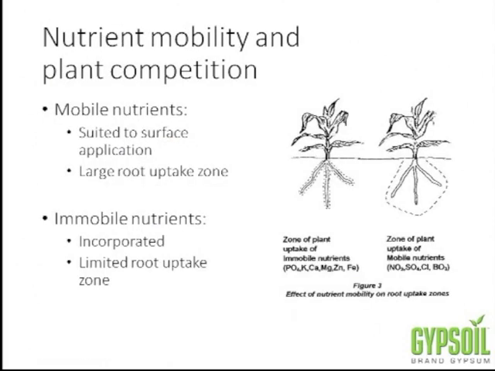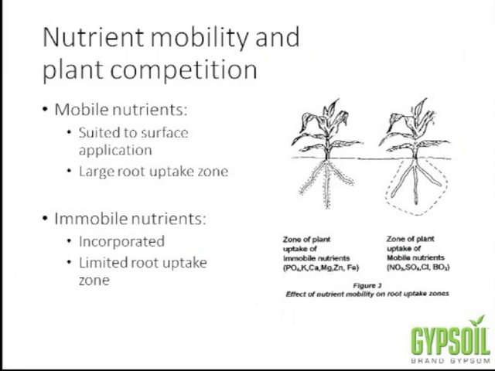Nutrients are mobile in the soil and immobile, and your mobile nutrients are really suited to surface application. Large root zone. If you look there on the right, you see the root system. Those nutrients can move to that plant. As water is drawn to that plant by the plant absorbing the water, it's moving those nutrients to it. Your immobile nutrients are the ones that really we have a very limited uptake structure.